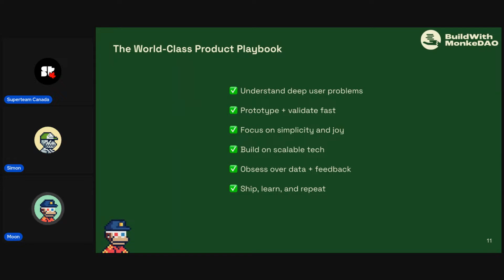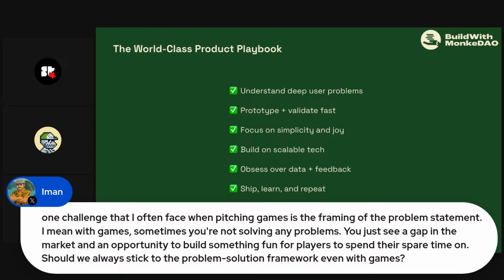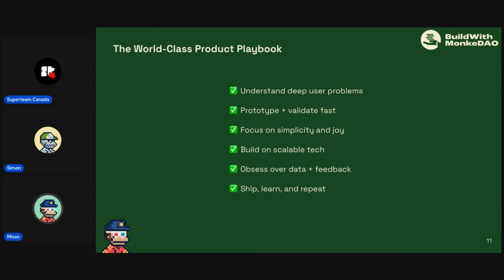Build on scalable tech. Obviously, without a good technical foundation, it's really, really hard to build a successful product. Obsess over data. Engage with your users. Obsess over the data that comes in, and make sure that in addition to making data-enhanced decisions, you are also using your intuition and your gut when building products.